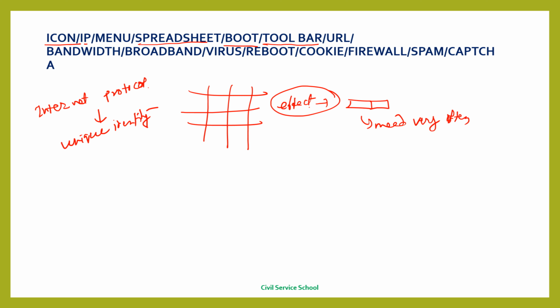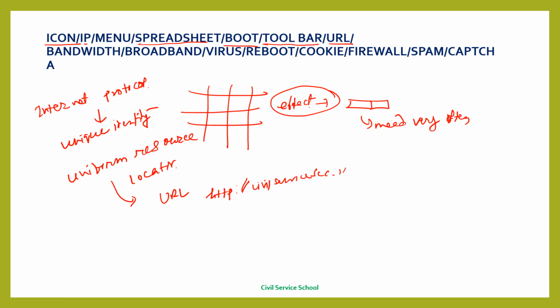URL means Uniform Resource Locator. This is a very important concept for competitive exam purpose. Every website has a URL, that is http://civilserviceschool.in. Here the .in means India. Suppose there is .com, that means worldwide. For a website in UK you will get .uk, for a website in Pakistan you will get .pk.